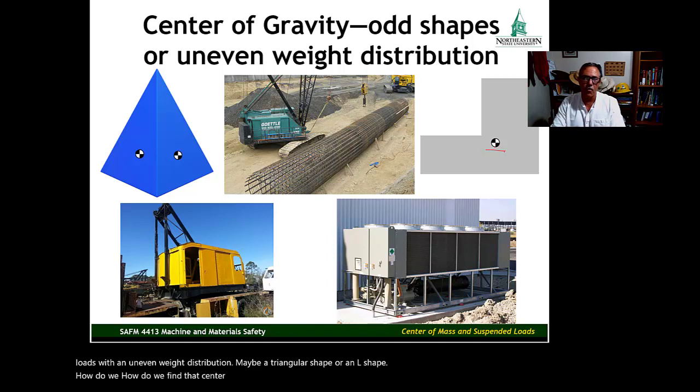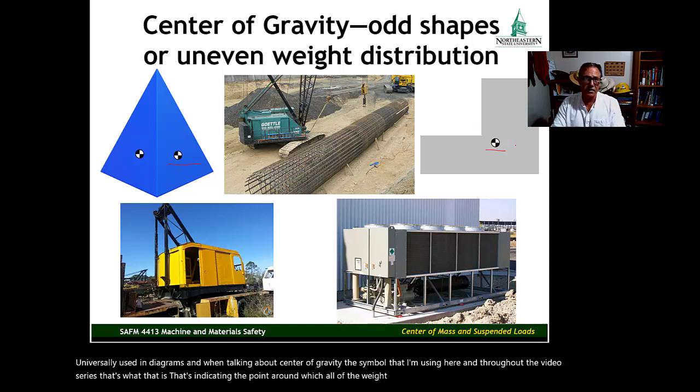And this is the center of gravity symbol, universally used in diagrams and when talking about center of gravity. The symbol that I'm using here and throughout the video series, that's what that is. That's indicating the point around which all of the weight of this load is evenly distributed. But how do we determine that in an L-shaped load? We'll take a look at that.